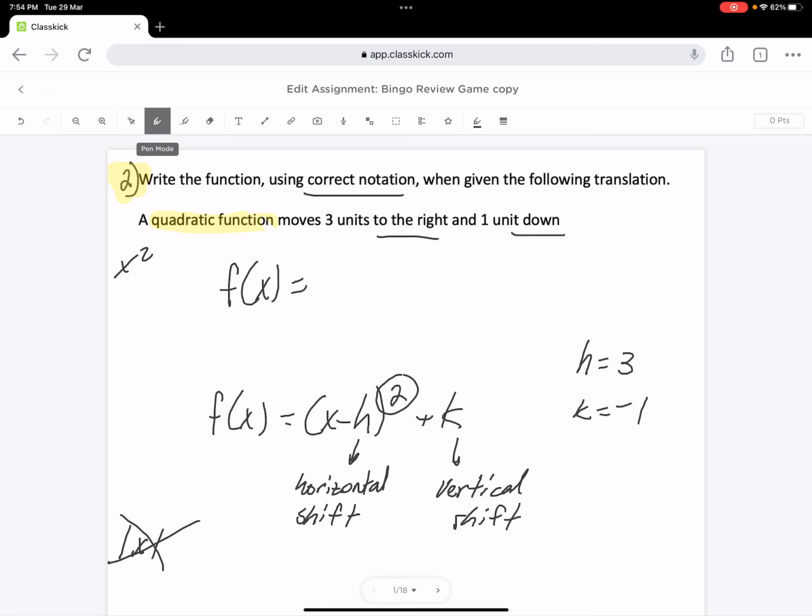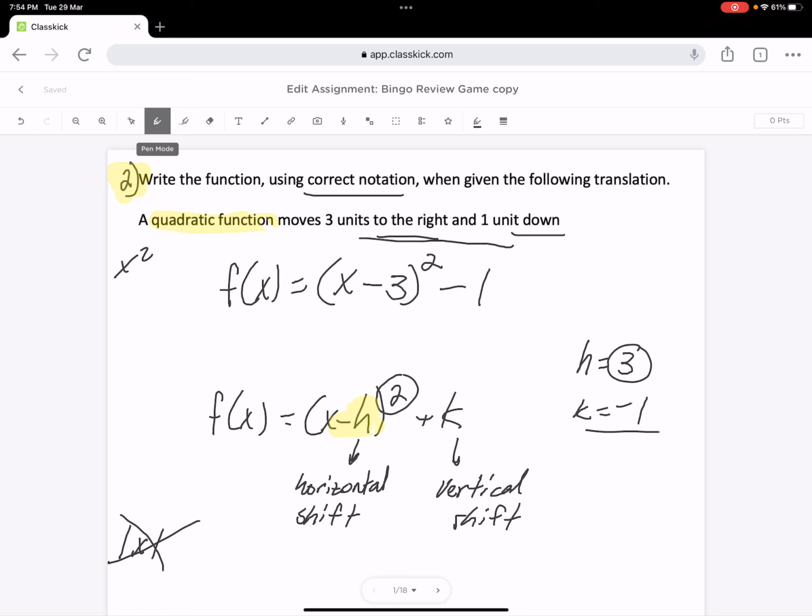But when I plug it into the formula, you notice it says x minus h. So when I go and plug this in, it's going to be x minus h, which is a positive 3, so it's (x minus 3) squared. And then my k is -1, so it will be minus 1.